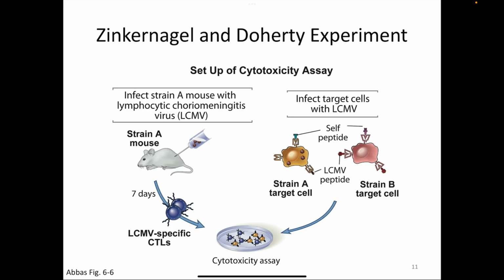And so Zinkernagel and Doherty had mice of two different strains. One they call strain A. The other they call strain B. Every mouse who is strain A is genetically identical to each other. Every mouse who's strain B is genetically identical to each other. There's some genetic difference between strain A and strain B. Zinkernagel and Doherty don't know what it is at this point.